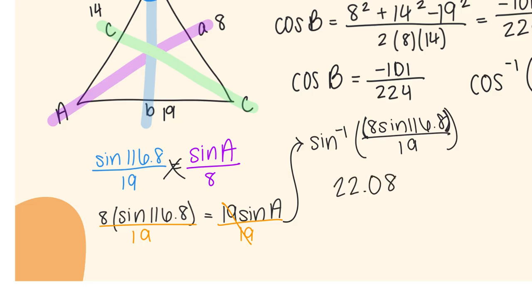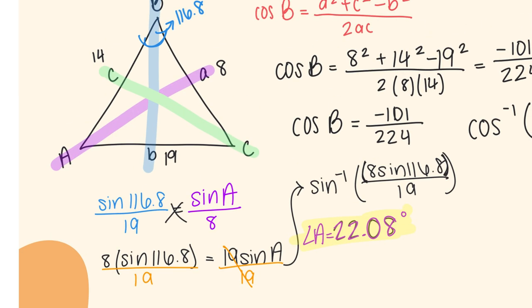22.08 as angle A. So angle A equals, and don't forget it is in degrees, 22.08 degrees for angle A. So again, you could just label it inside the triangle. This is 22.08 degrees. Now put the degree sign up here.